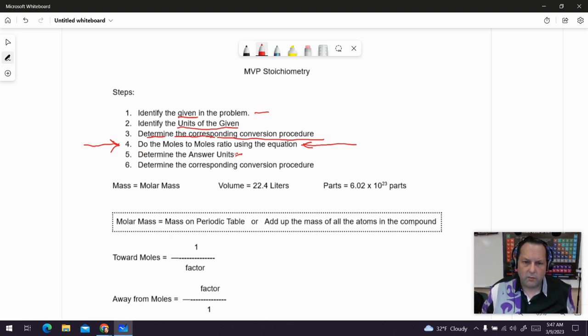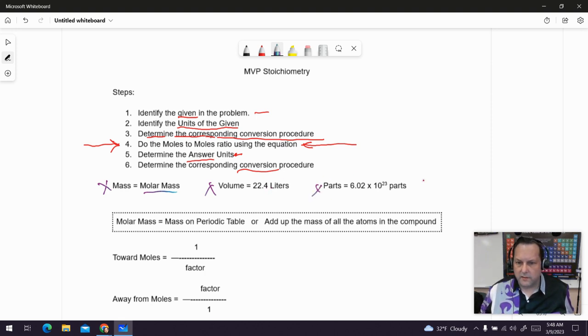Then you have to figure out, what do I want for units in the answer? So maybe I want the answer in liters, or maybe I want the answer in atoms or molecules. And so when I do that, then I have to do some other conversion. I've placed here all three. These are the only conversions we will ever do. The mass conversion is, you have to find the molar mass. The volume is 22.4 liters for 1 mole of gas at STP, obviously.